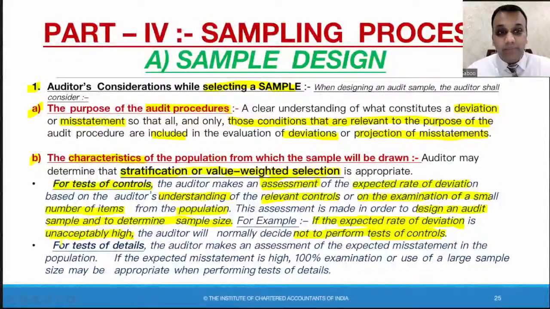For test of details further, the auditor makes an assessment of the transactional level entries, an assessment of the expected misstatement in the population. If expected misstatement is high, I've found a lot of entries, a lot of account balances, that are not proper. So my expected misstatement level is high, because just checking a few of the transactions, I found a lot of flaws and deficiencies. So I expect misstatements to be high in other areas as well. So my expected misstatement is high, then I would definitely go for 100% examination, or I will use a large sample size while performing test of details.